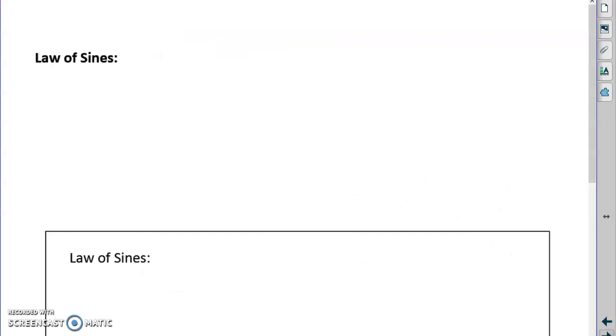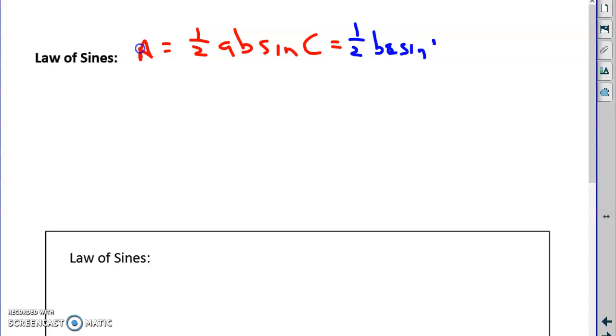Let's take that tool and see if we can develop something even more powerful. Given a triangle, its area, well, that's one corner. We said we also could have said 1/2 BC sine of A, or 1/2 AC sine of B. Obviously, the same triangle, same area, all three of these formulas will generate the same value.